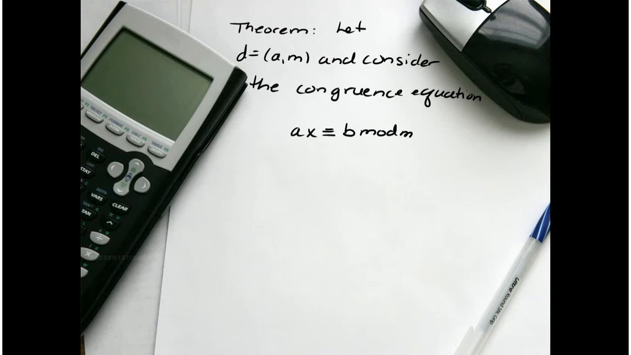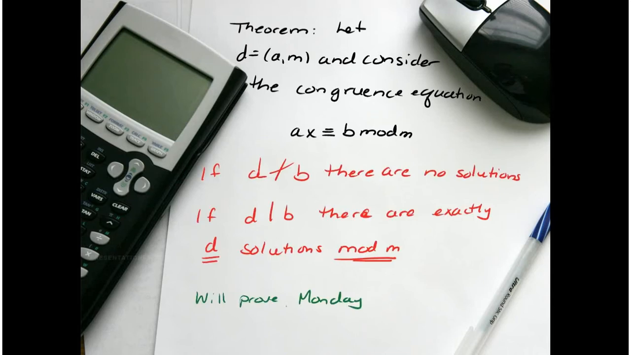So the theorem I was using in class the other day was that if I know that the greatest common divisor of A and M is D, and I'm looking at the congruence equation AX is congruent to B mod M, if D doesn't divide B, there's going to be no solutions. In the case where D does divide B, there's exactly D solutions mod M.